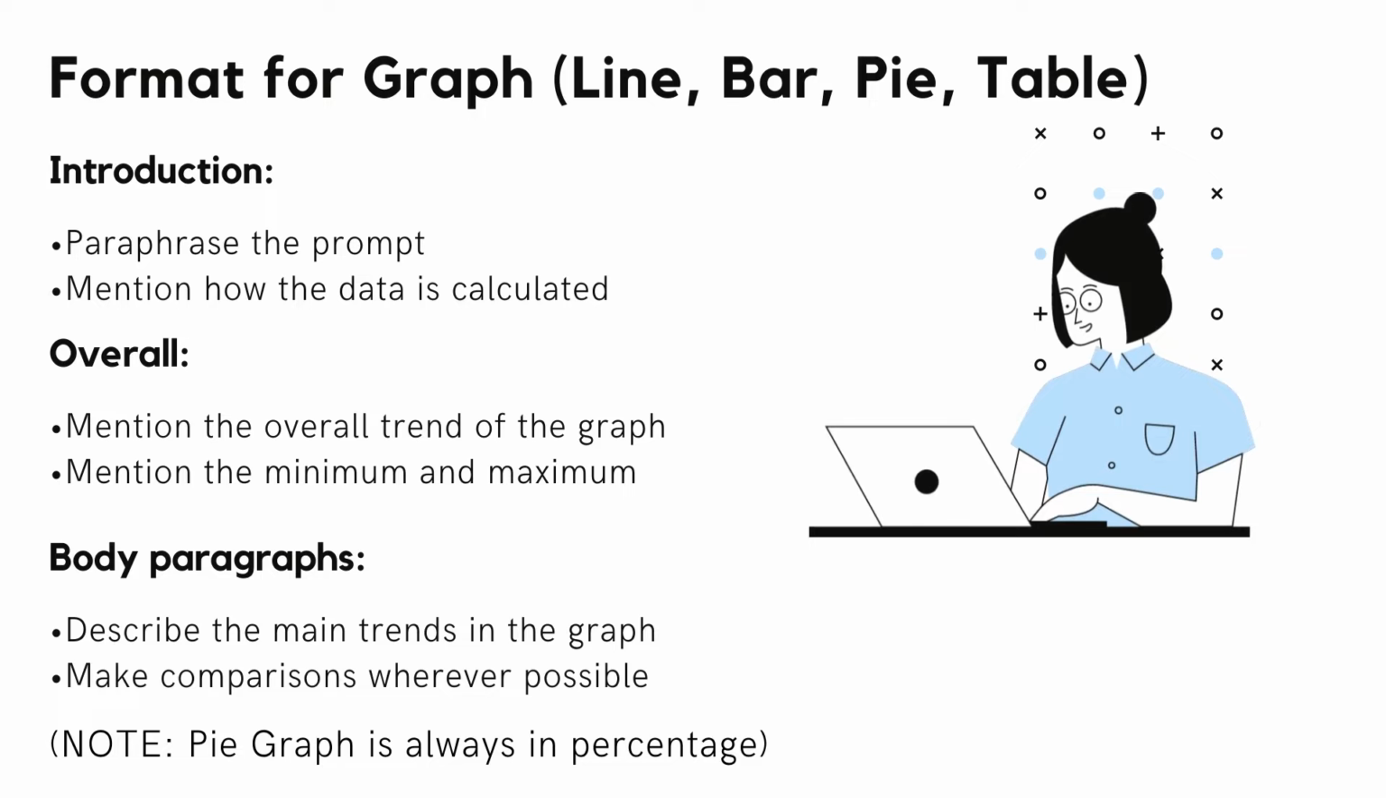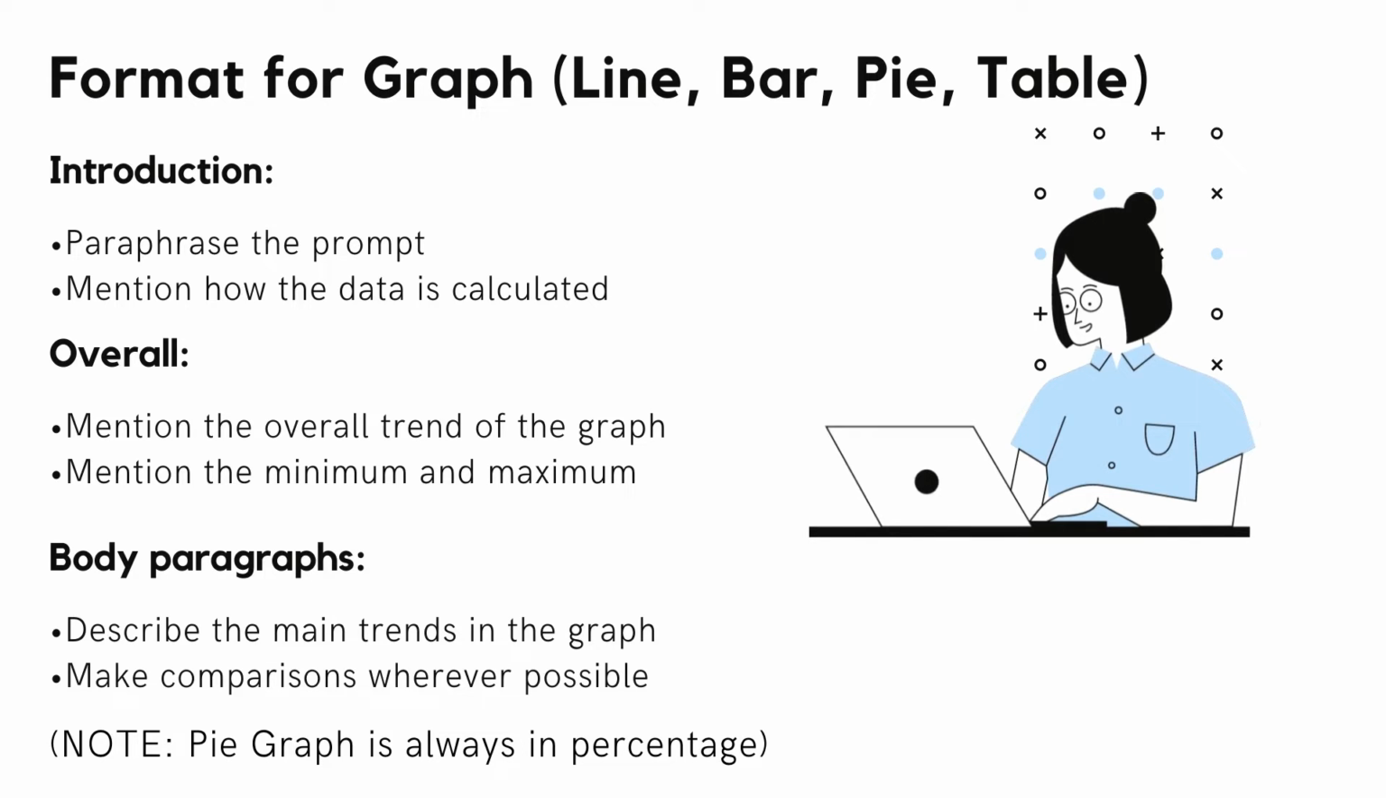First is the introduction. In the introduction, you should first paraphrase the prompt. Paraphrase means you have to write the description in your own words by using synonyms of the words that are known to you. Then mention how the data is calculated. This one is simple, like if the data of population is given, then you can write that the data is calculated in millions. Now after writing this, we will leave a space of one line and start writing the overall.